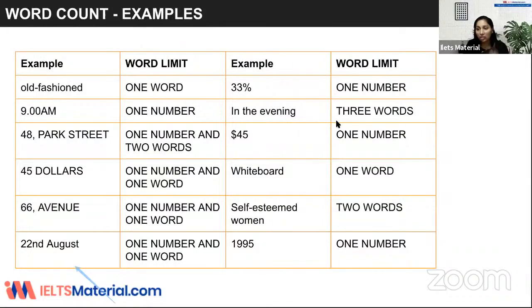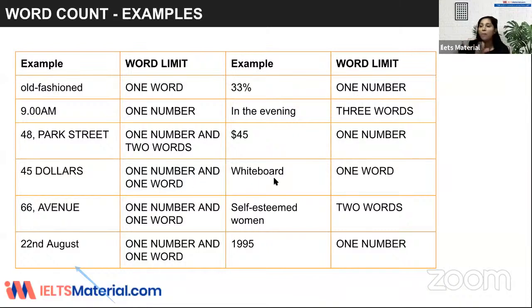In the evening, 3 words. It's not that the prepositions are not considered as words. No. Whether it is a preposition, article, or conjunction, all are considered as 1 word. So please take those also into the word count. So in the evening is 3 words. And then 48 Park Street is 1 number and 2 words. $45 is 1 number. Dollars 45 is 1 number and 1 word.